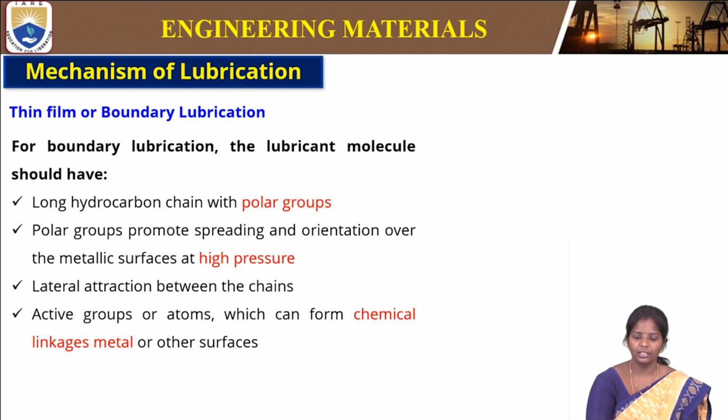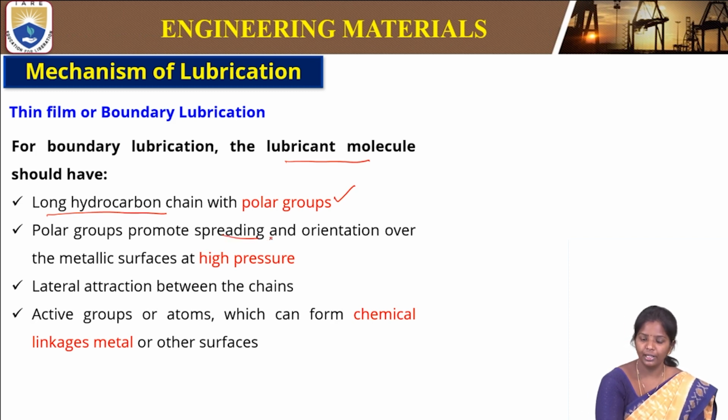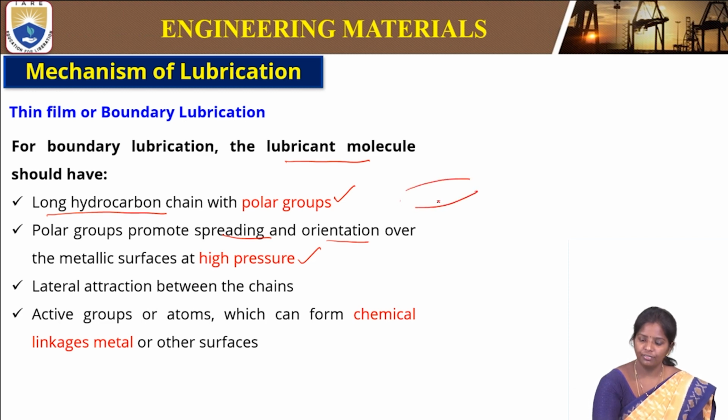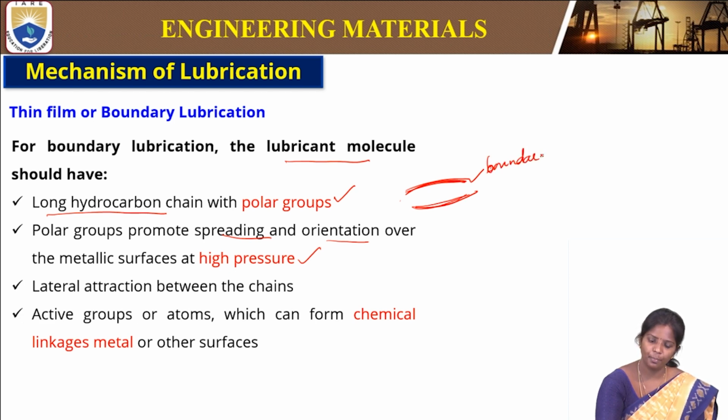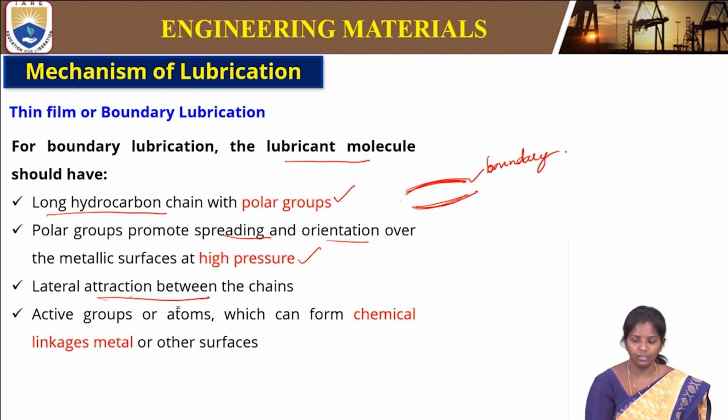So for boundary lubrication, the lubricant molecule should have a long hydrocarbon chain with polar groups. These polar groups will help in spreading and orientation over metal surfaces at high pressure. So these polar groups will help in spreading the oil on the metal surfaces, only at the boundary. Then there is also attraction between chains at the lateral level.